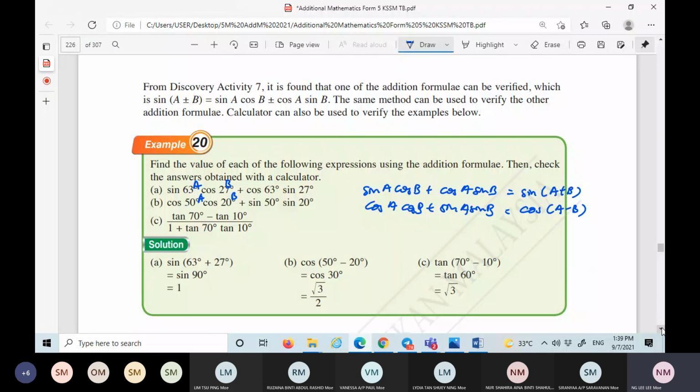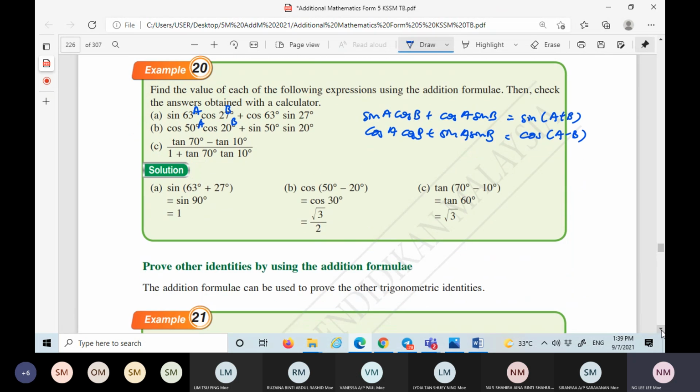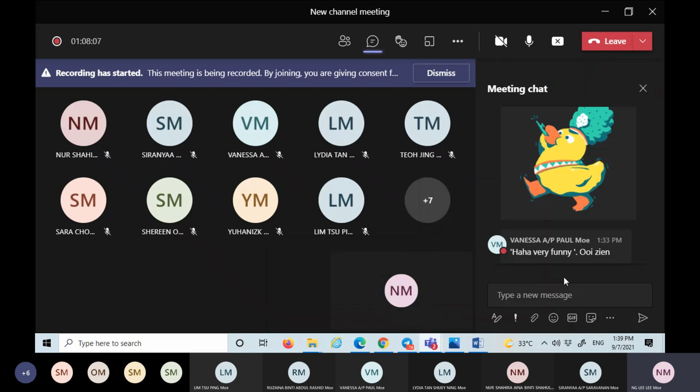My Form 4 Arif class, they are doing PBD, because they may do the mock exam online. They may do the exam online, so now we are testing it out. I don't know whether you have to do the exam online or not.